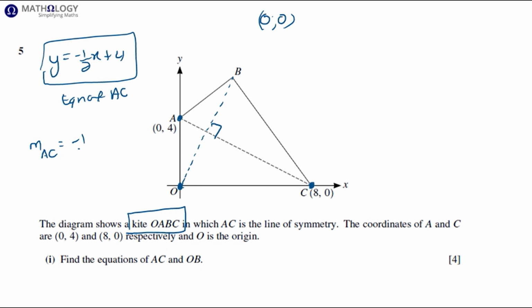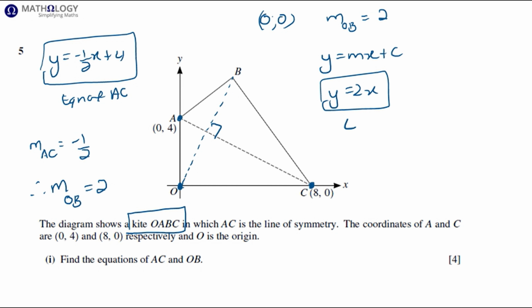So AC is perpendicular to OB, and we know the gradient of AC. The gradient of AC equals minus a half, which means that the gradient of OB must be 2, because the product of the gradients of two perpendicular lines is minus 1. So we have the gradient of OB, which is 2, and we've got the point that OB passes through, the origin 0, 0. So y equals mx plus c. C is obviously 0. The gradient is 2, so y equals 2x is the equation of OB.